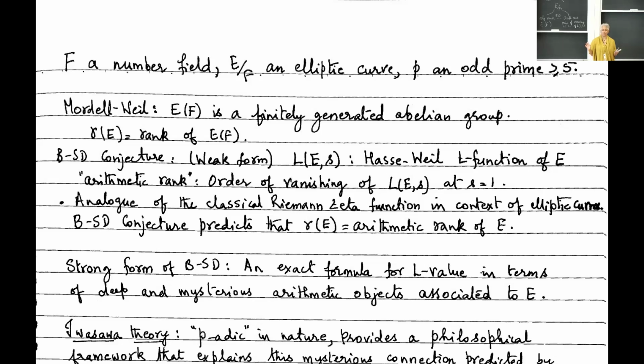Now, why should these two, which are totally different animals, so to speak, one is algebraic and the other is built up using points over finite fields, and you can think of it as coming from analysis or coming from arithmetic, why should these two be equal? And Iwasawa theory, okay, this is what I would call the weak BSD. This is the weak form of BSD. There's a stronger form which gives an exact formula. That's the strong BSD, and it gives an exact formula for the leading term of this L-function.